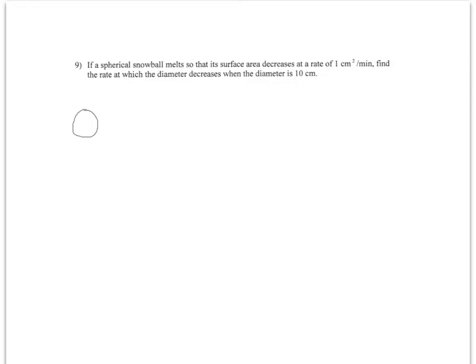In this problem, we have a spherical snowball that is melting and its surface area is decreasing at a rate of 1 centimeter squared per minute. Since surface area is labeled SA, usually we will label this rate as dSA/dt. And since it's decreasing, our rate is negative. So we have negative 1 centimeters squared per minute.